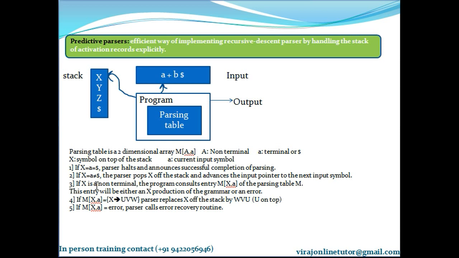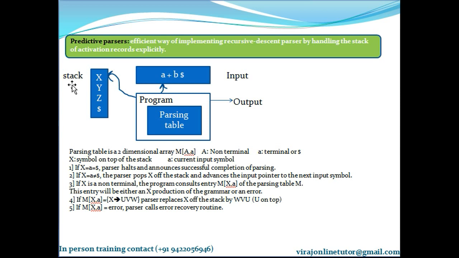The second point says if X is equal to A, but it is not equal to dollar, that means the topmost element on the stack is equal to your current input character, but it is not equal to dollar. That means parsing is not yet over. So if the topmost element of the stack is equal to the current input character, the parser pops the topmost element of the stack and advances the input pointer to the next input symbol. Correct? If the topmost element matches the current input, the algorithm says pop the topmost element from the stack and increment the input pointer because it has already matched.